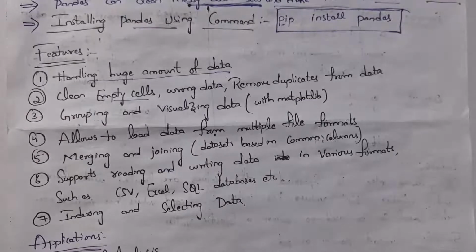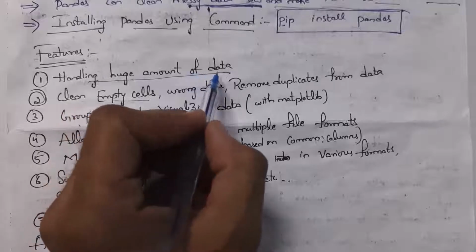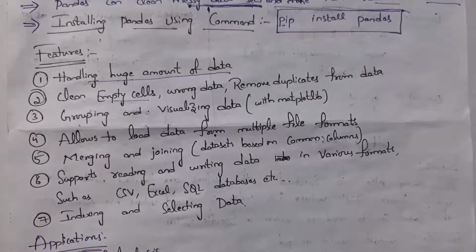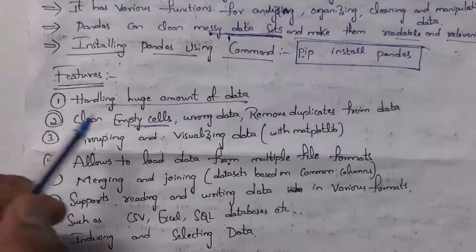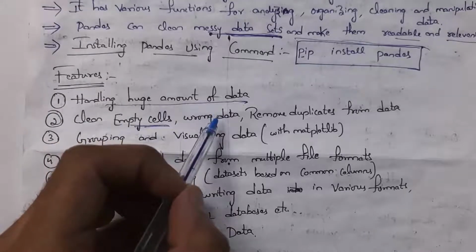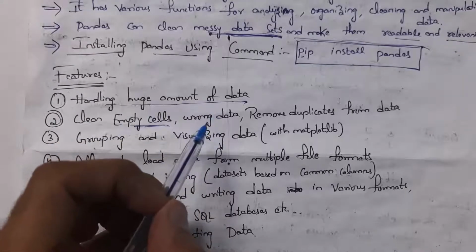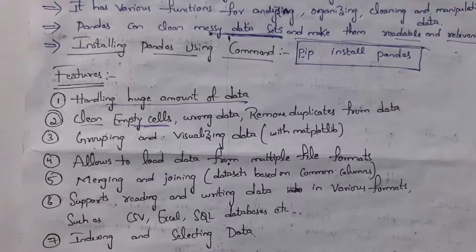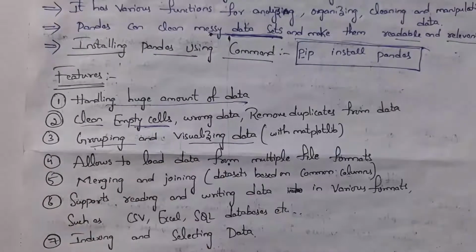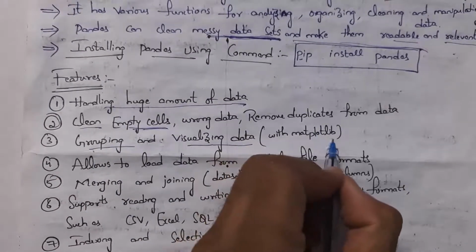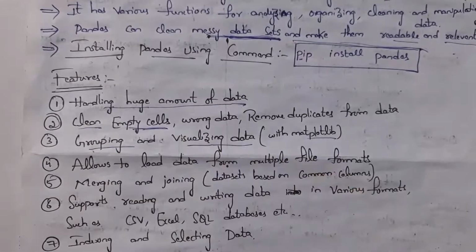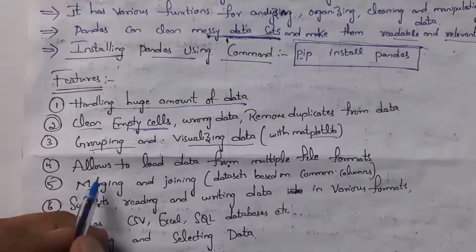The first feature is Pandas has the capability to handle a huge amount of data. The second feature is Pandas can clean empty cells, wrong data, and it also has the capability to remove duplicate values from data. The third feature is we can use Pandas for grouping and visualizing data. In order to perform grouping and visualizing data, you need to use the matplotlib library along with the Pandas library in your program. And the fourth feature is Pandas allows loading data from multiple file formats.